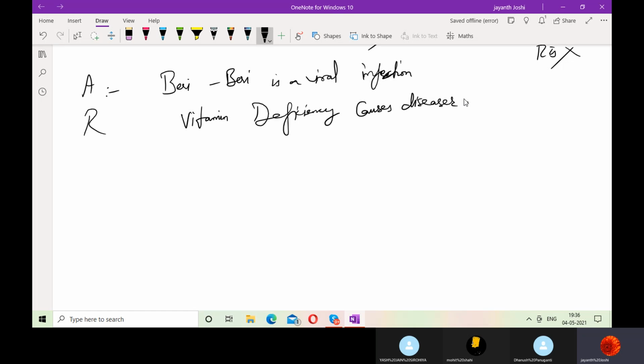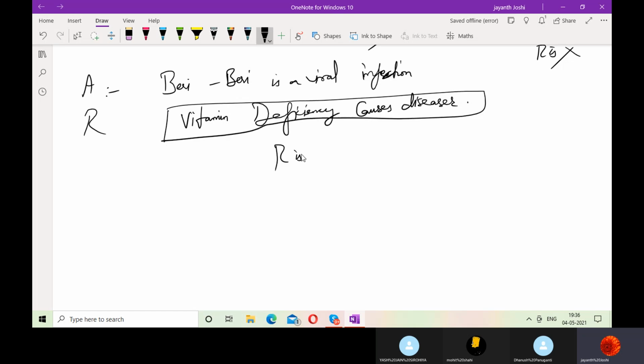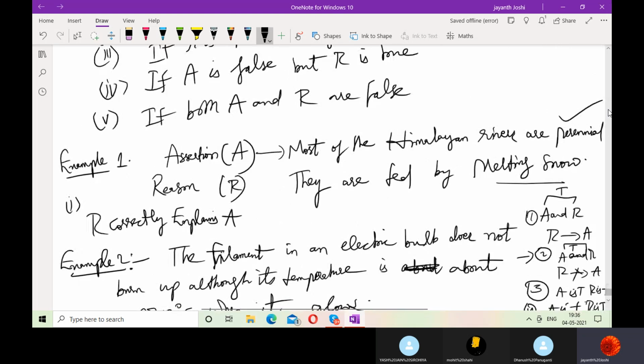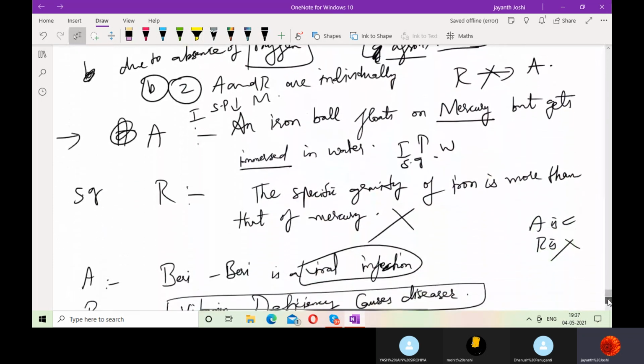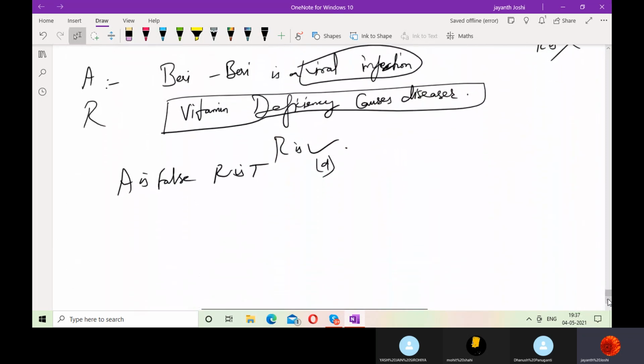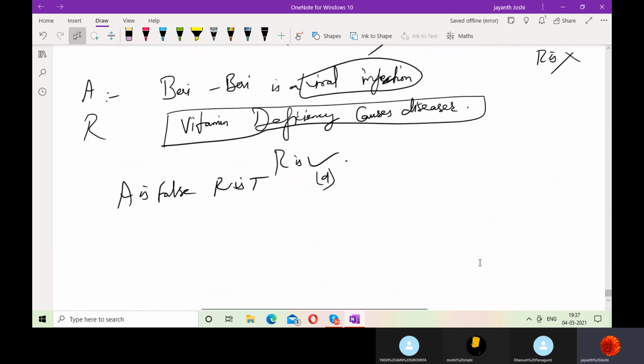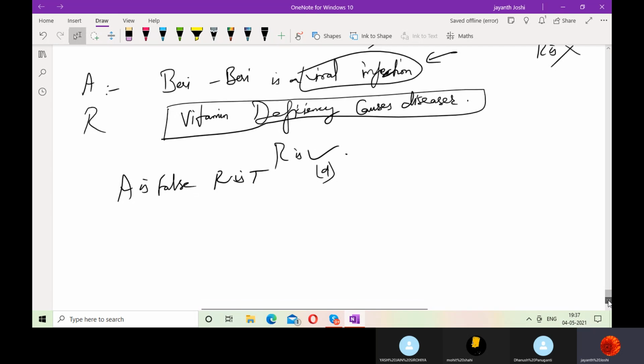Actually, beriberi is a viral infection. Do you think so? No. Vitamin deficiency causes diseases. That is absolutely right. R is correct, the reason. But beriberi is caused by vitamin deficiency. It's not a viral infection, correct? So A is false, R is true. What does D say? A is false, R is true. And explanation is not the question at all. Reason cannot explain the assertion clearly. Beriberi is caused because of vitamin deficiency, so this is not a viral infection. And vitamin deficiency causes diseases. That is absolutely true.